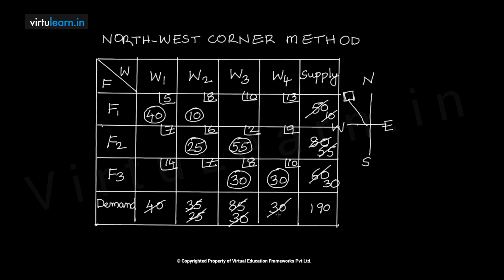So now all the requirements are fulfilled. That means we needed 40 units at W1, 35 units at W2, 85 units at W3 and 30 units at W4. And units available were 50, 80, 60 at F1, F2, F3. So they are also exhausted. Now this is the allocation.